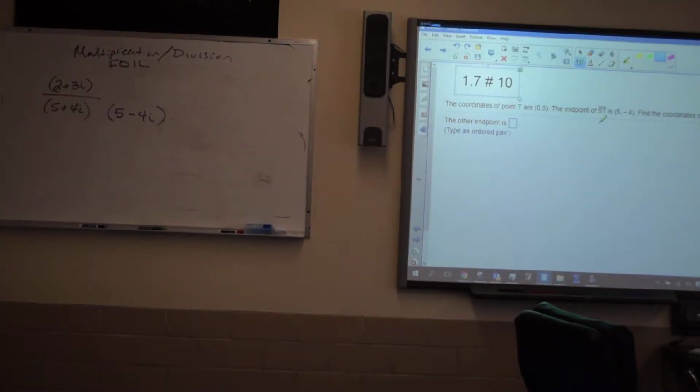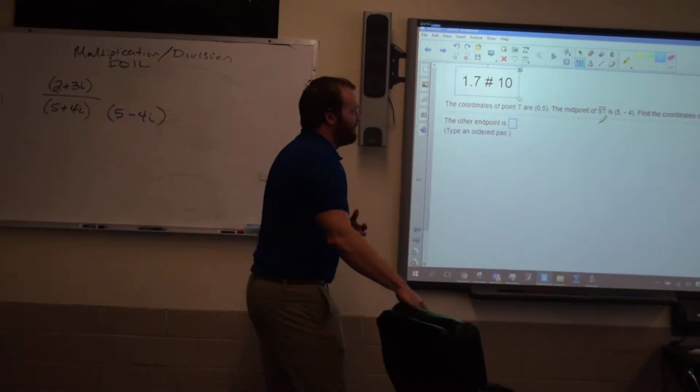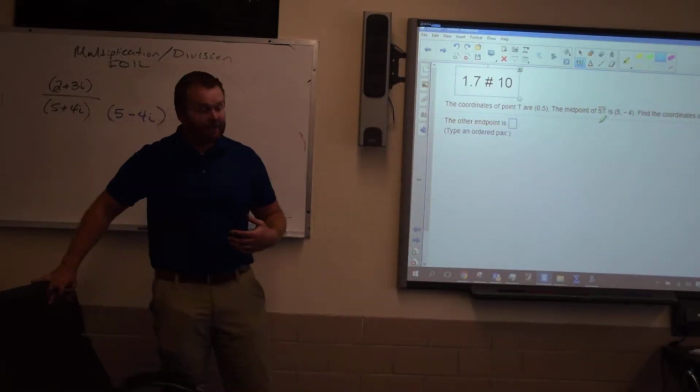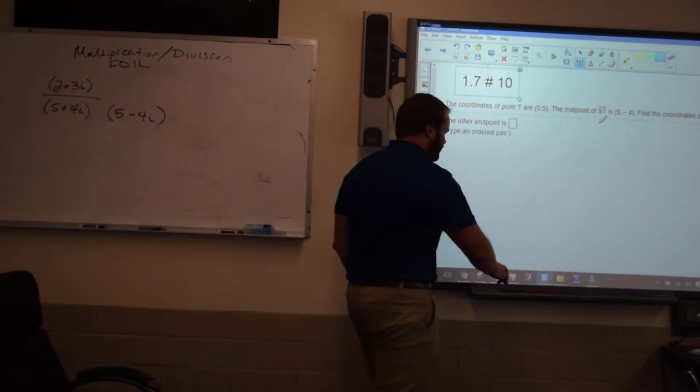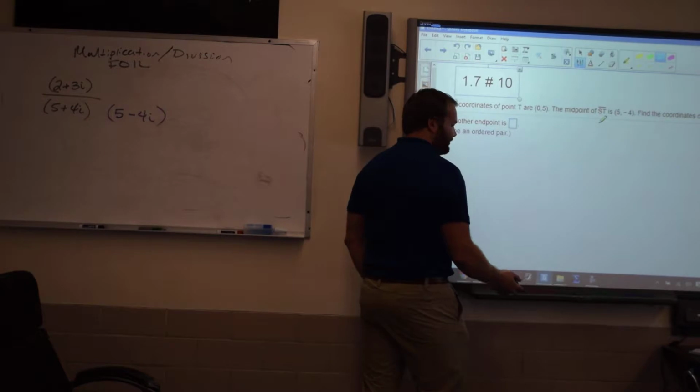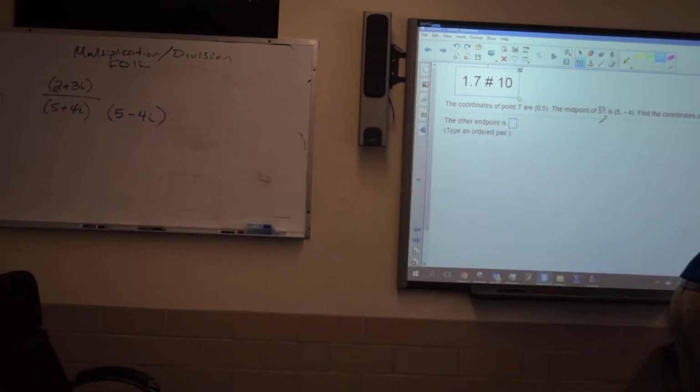Let's look at this in a little bit more detail. We want to find, if you read this, the coordinates of point T are (0, 5), and the midpoint of segment ST is (5, -4). Find the coordinates of point S. So what they're saying here, just to give yourself a little bit of a picture, I'll draw on here real quick.